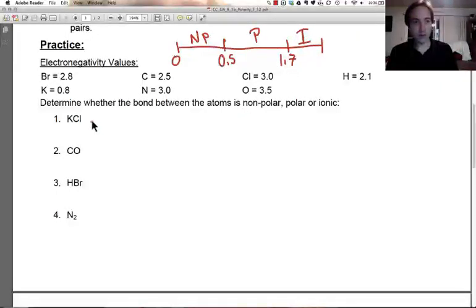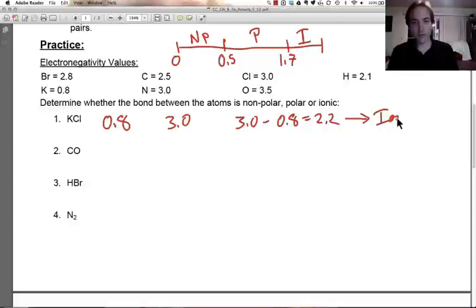So let's do one together. I've listed some electronegativity values. Here we have potassium and chlorine. Potassium has an electronegativity of 0.8, and chlorine has an electronegativity of 3. So we take the difference, and I use the biggest electronegativity first. In this case, it's 3, and then I subtract the smaller one, and that gives me a difference of 2.2. If I go up to my scale, that would be over here, so it's ionic.